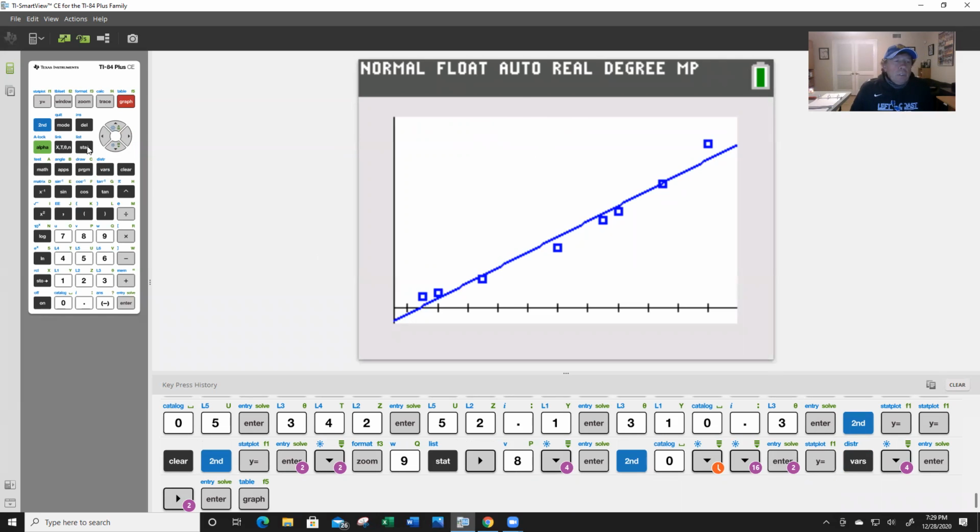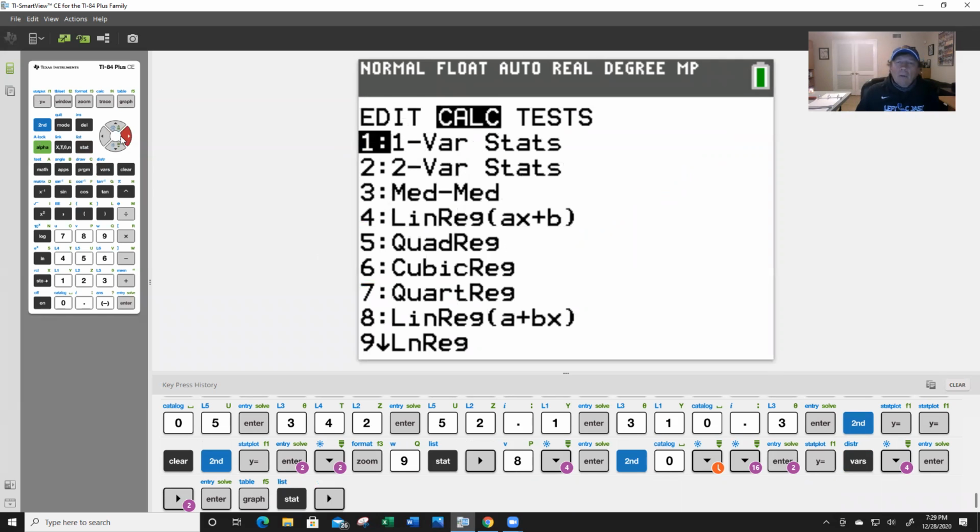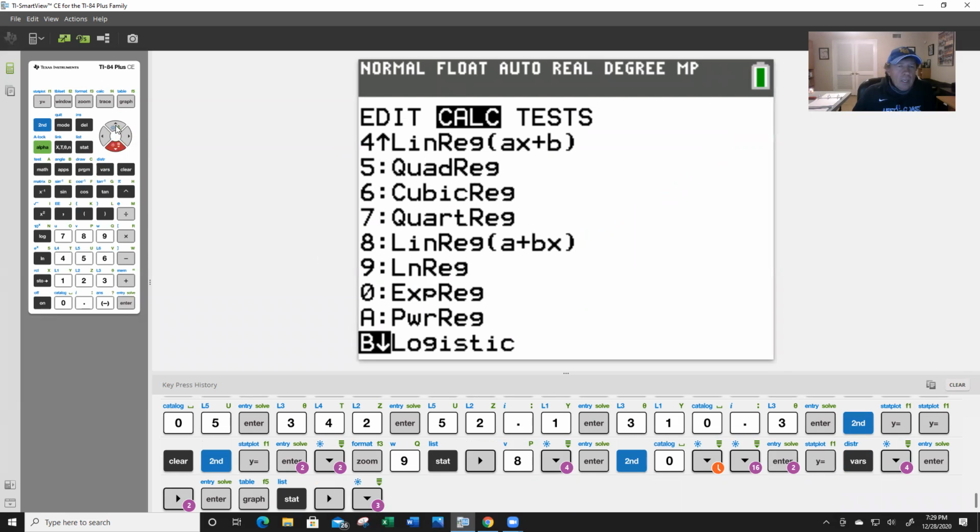Okay. So let's go stat calc. And this time I'm going to do an exponential model, which is what I have underneath question 1A on your notes. And the exponential model is right here. Okay, let's see what this does.